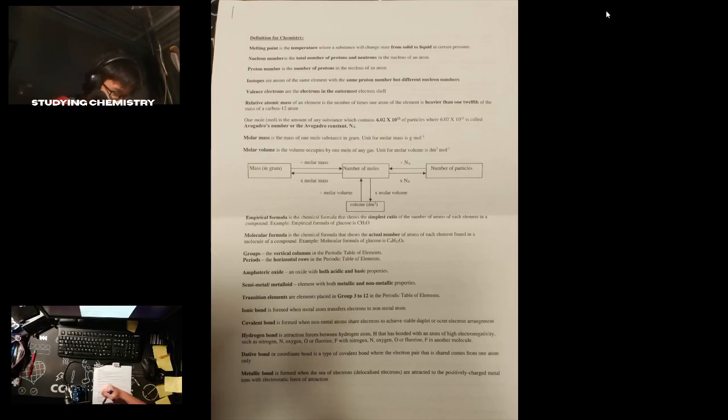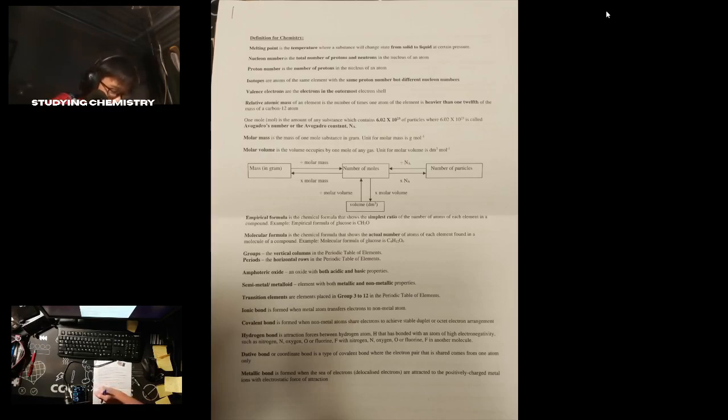Covalent bond is formed when non-metal atoms share electrons to achieve stable duplet or octet electron arrangement. Hydrogen bond is attraction forces between hydrogen atoms H that has bonded with an atom of high electronegativity such as nitrogen N, oxygen O or fluorine F, with nitrogen, oxygen O or fluorine F in another molecule.